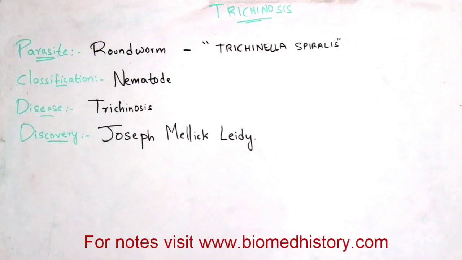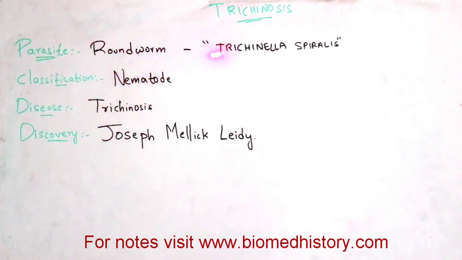Hi friends, my name is Phanindra. In this video let us discuss trichinosis. Trichinosis is a disease mainly caused by a parasite known as roundworm. Roundworm is the common name, and the scientific name is Trichinella spiralis. This roundworm comes under the classification of nematode. The disease mainly caused by this roundworm is known as trichinosis.